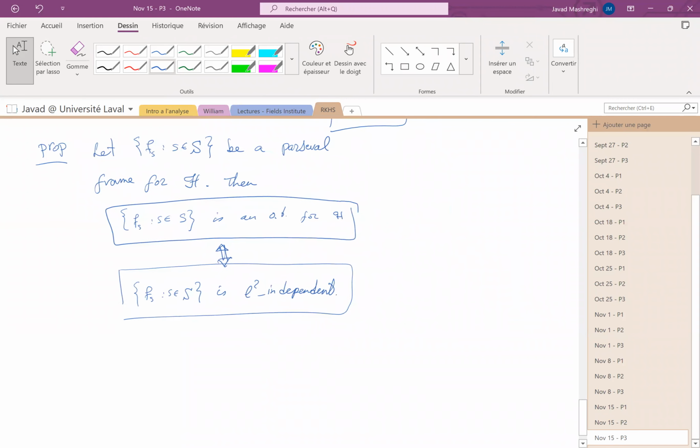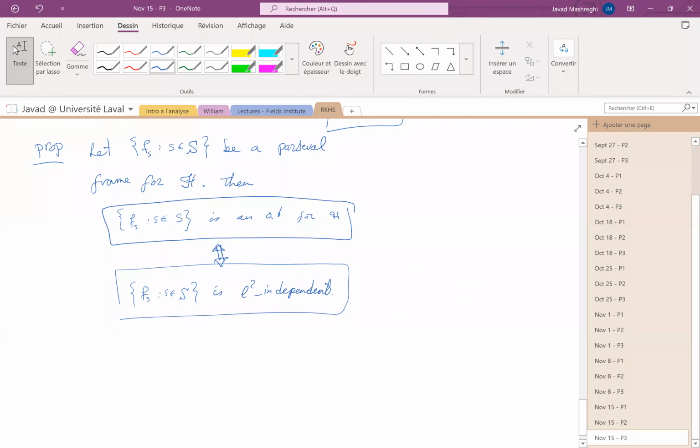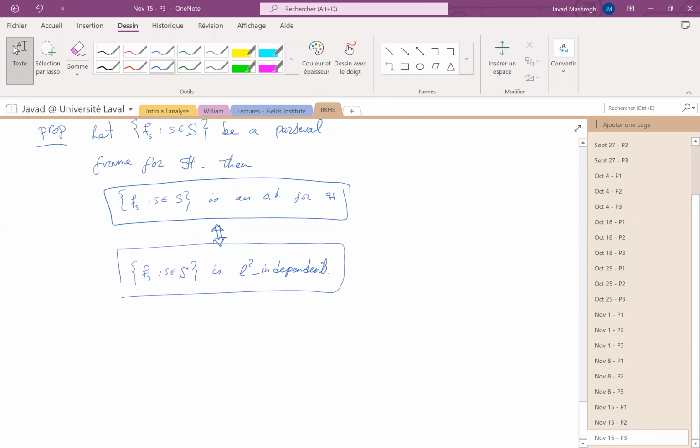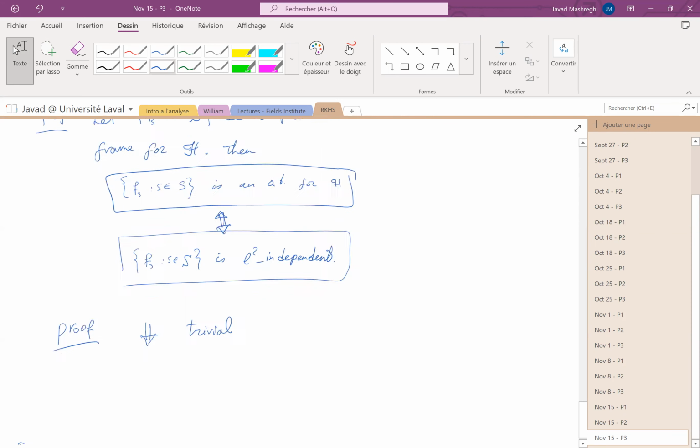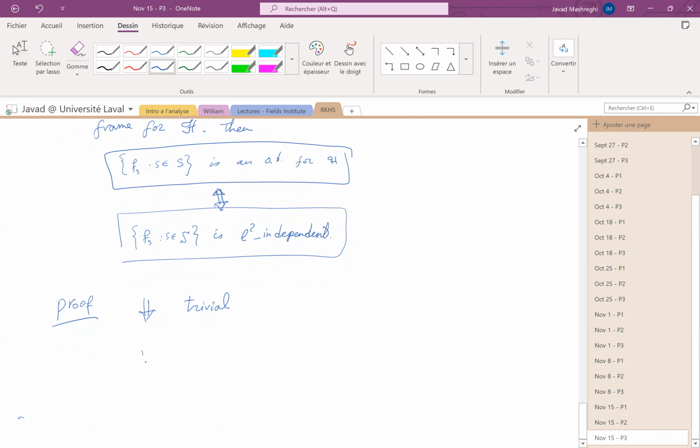This is a property in operator theory, which is hidden in these words. When you look at the proof, you will see immediately what's going on. Proof, I have a few minutes. I can finish the proof. This part is trivial. And now we work for the other parts.